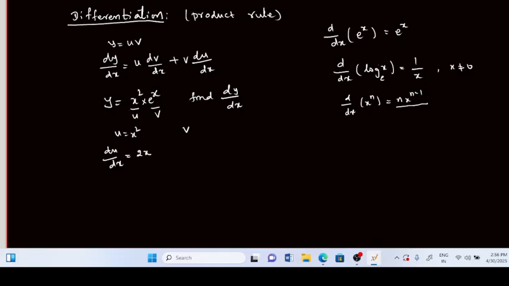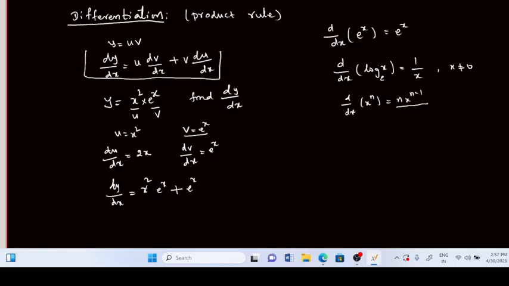Now v is e power x. We know the differentiation of e power x is e power x only. So here we use the product rule. dy by dx is u, we write it as it is, x square, into differentiation of v, which is e power x, plus we write v as it is, e power x, into differentiation of u, which is 2x. This is the answer for this problem.